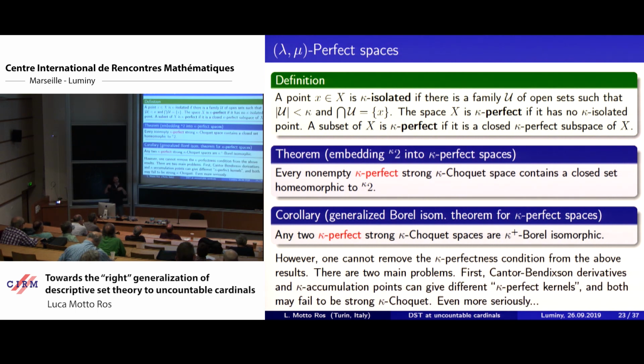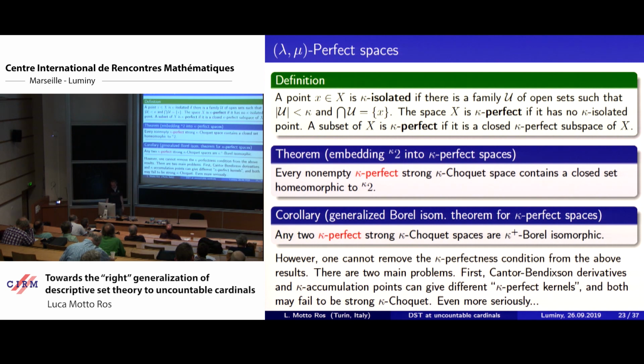First of all, if you just do the perfect kernel, depends on the procedure what you get. You can get different results looking at accumulation points or Cantor derivatives. And also the main problem is that these kernels can fail to be strong kappa Choquet. So the real proof would be: I take the space, go to the perfect kernel, and then embed the Cantor space inside. But to embed the Cantor space, I need that the kernel is kappa Choquet.